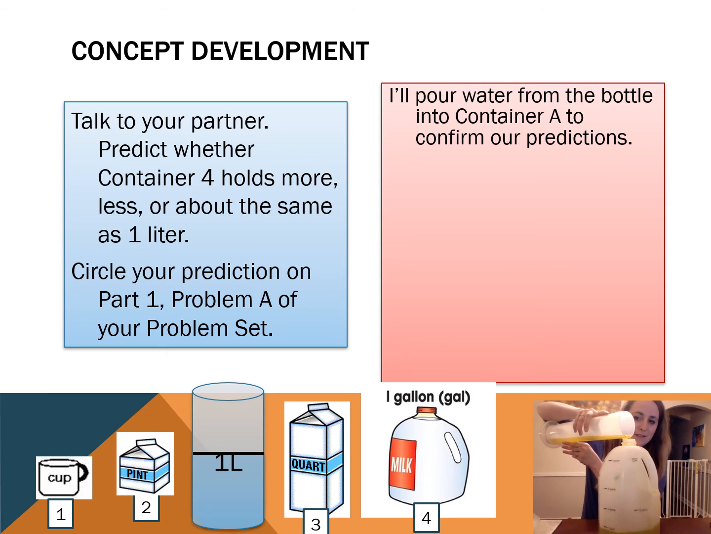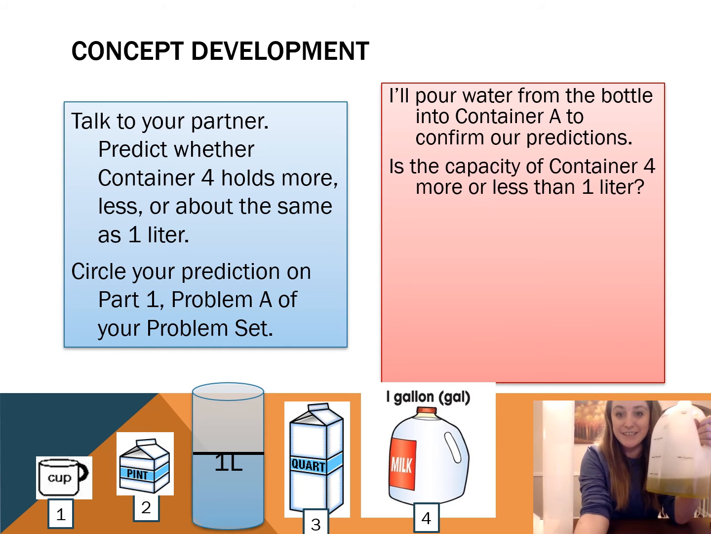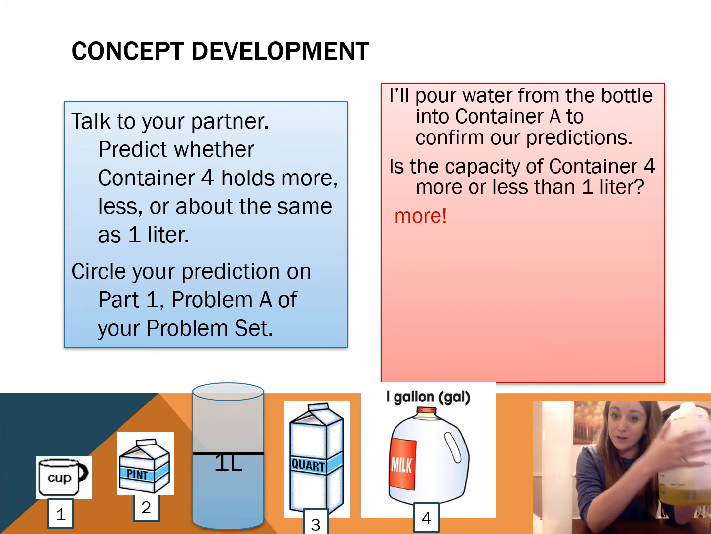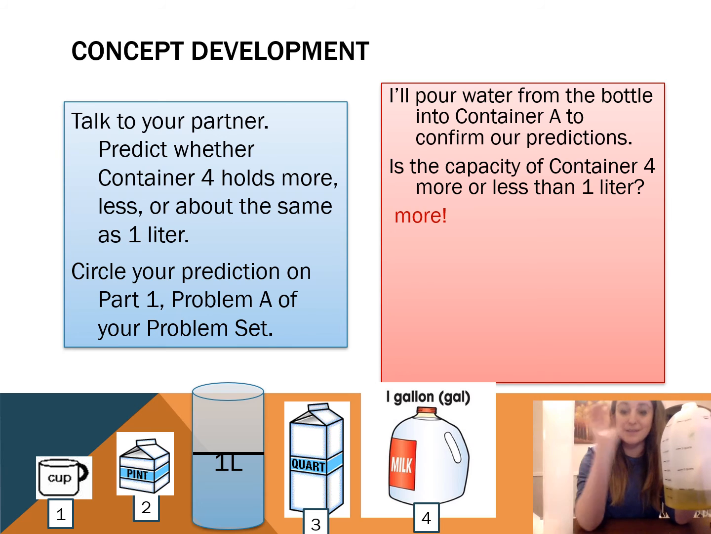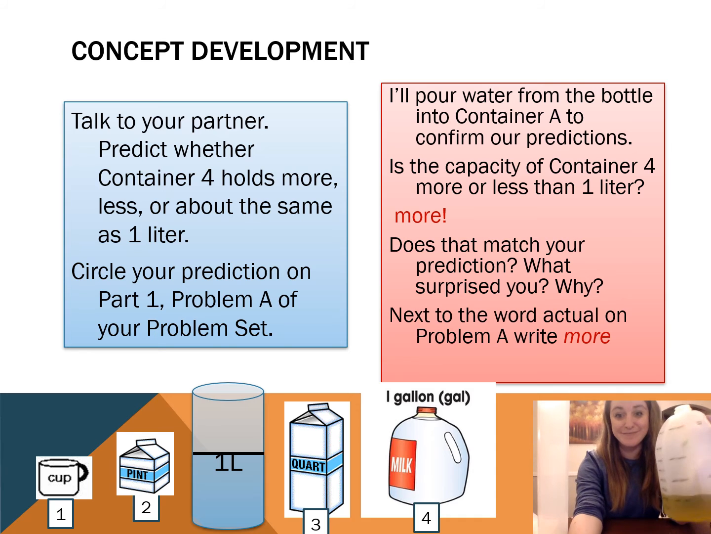That's okay. Math's a little messy. Did this match your prediction? Is the capacity of container 4 more, less, or about the same as 1 liter? It is more. A gallon has a greater capacity than a liter does. Does that match your prediction? Why or why not? Next to the word actual on your problem set, write more. Then come back.